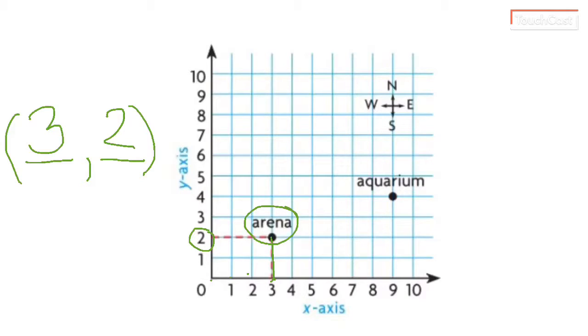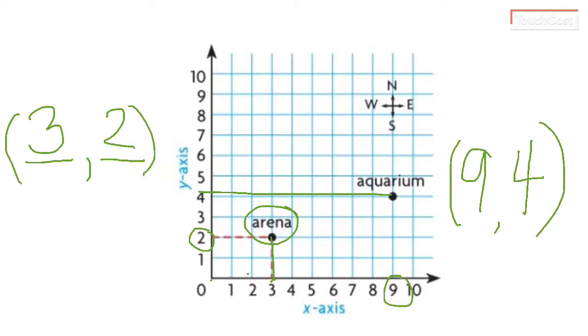How about we try the aquarium together right now? I'm going to go over to the 9 where the aquarium is. So 9 will be my first coordinate for my ordered pair on the x-axis. And then I'll go up, and up would be 4. Using your finger to trace it is a good idea. So my ordered pair for the aquarium is 9 and 4.